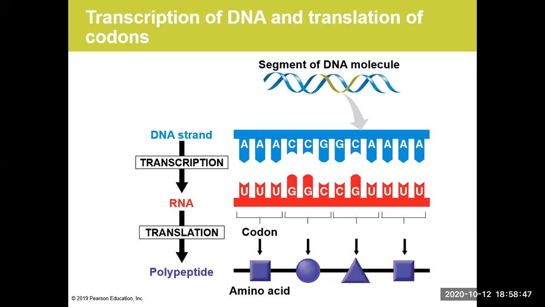This process shows how the blue-colored DNA strand would be transcribed into the red-colored RNA strand, and then 3 bases of that RNA, which constitute 1 codon, would make 1 amino acid.